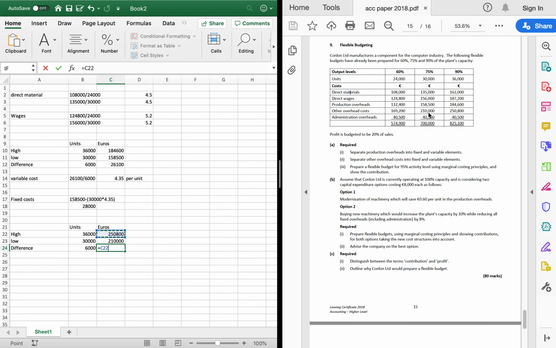And then the difference between the two of them is 40,800. So the per unit variable cost, we'll take the 4,800 and divide that by 6,000. And you get €6.80 per unit. Okay, we slot that 6.80 back in. So the fixed cost will be total costs 210,000 minus 30,000 multiplied by the 6.80.